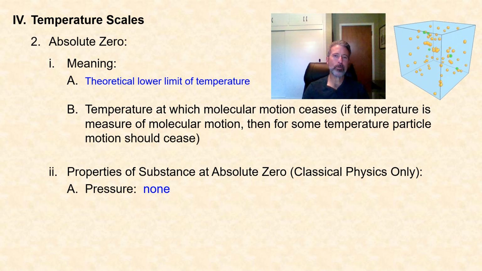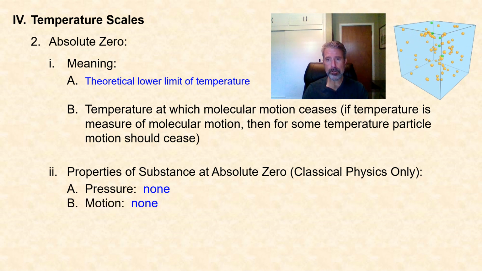Think about when we talked about pressure, we said pressure is a measure of force per unit area. If the particles in the container did not move, they could not collide with the walls of the container. They could not exert a force on the container walls. Therefore, they could not exert any kind of pressure. So in addition to having no motion at absolute zero, macroscopically, we could say that there would be no pressure to a sample of matter either.